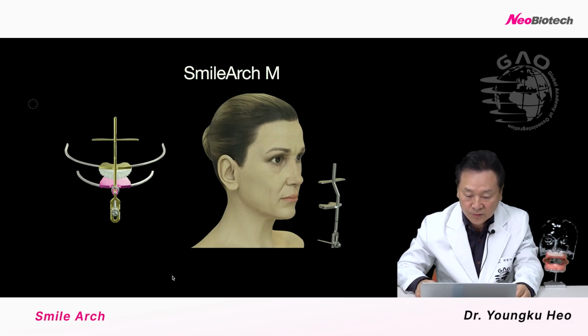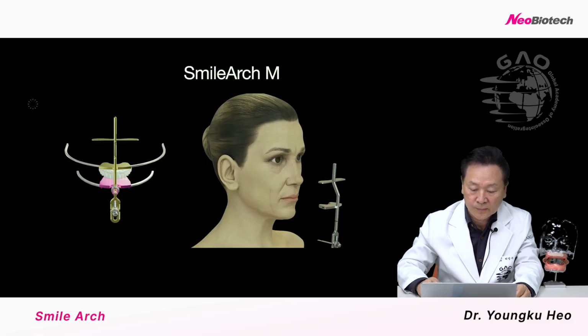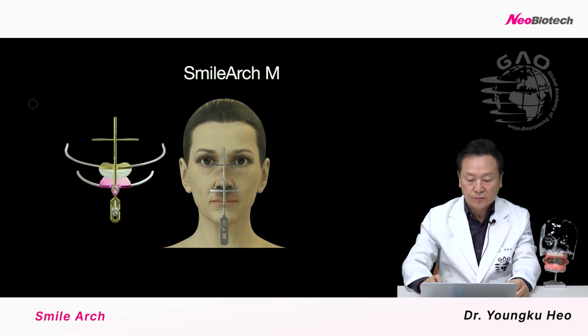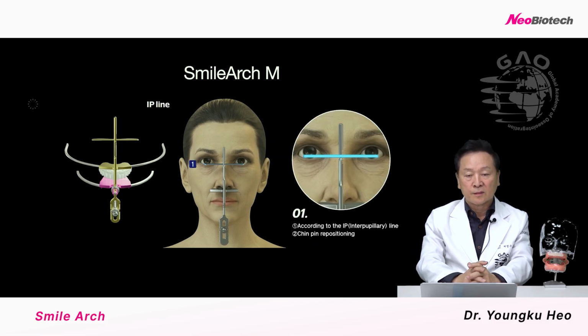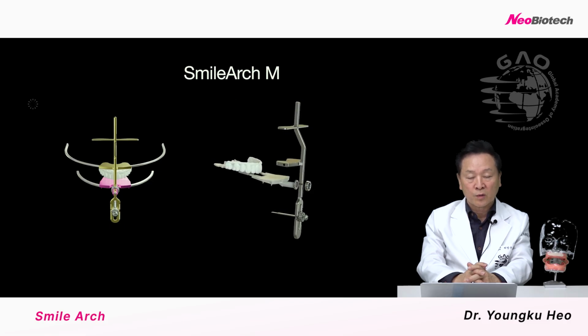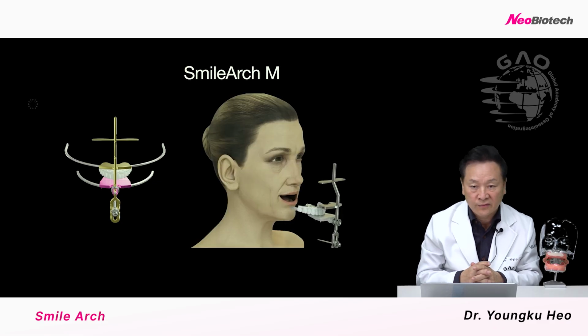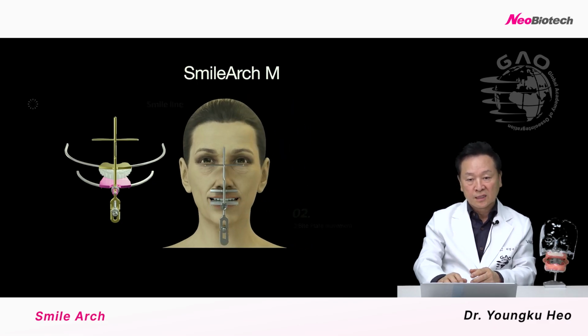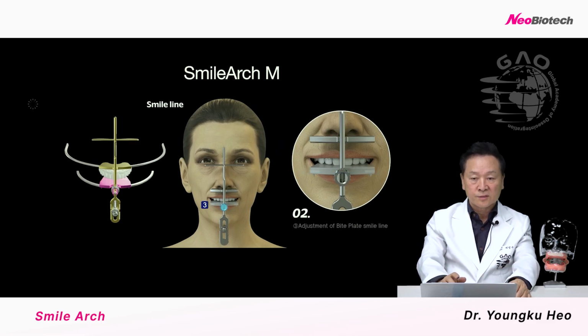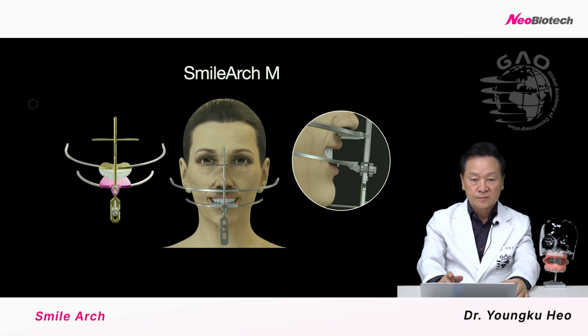So as you see here, the SmileArch, I will introduce later. So basically, this is for determining vertical dimension, as you see here. There are many ways to determine vertical dimension, but this is one way. And also, we can determine or verify the smile line aesthetic in front of the patient.